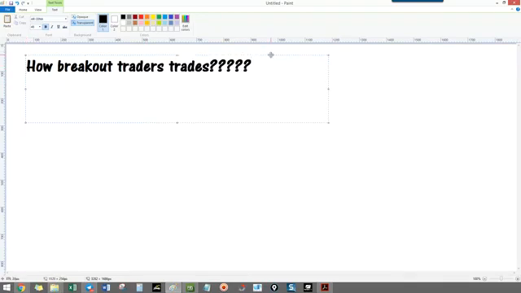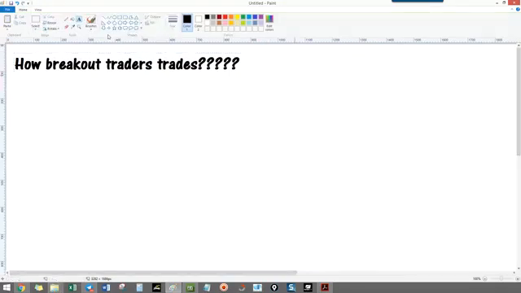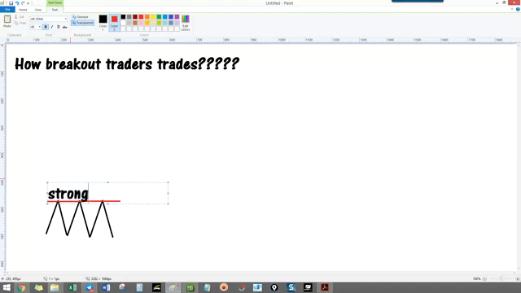Okay, so this is the big question. They will see something like this. 1, 2, 3, 4, 5. Right, they will see something like this. This is a strong resistance. Why? Because it always works most of the time. That's why the breakout trader calls it strong resistance.